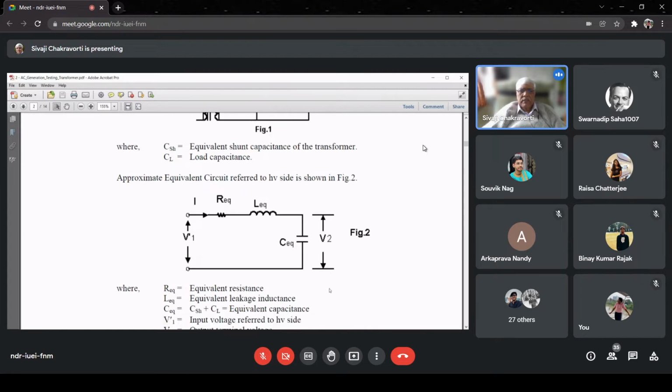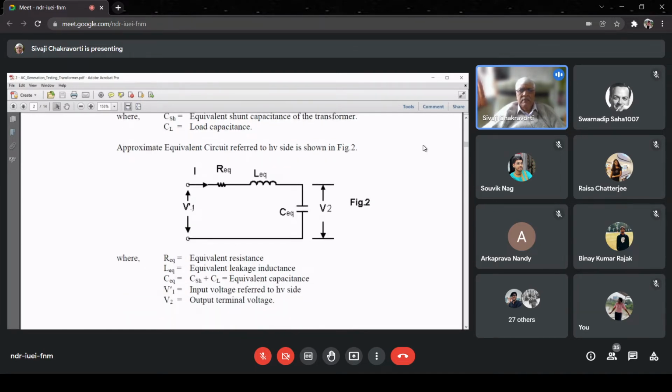If I have to now find out what is the relationship between V1 prime, that is the transformer terminal voltage, and what is the voltage that appears across the output or the test equipment, then we have to find out what is the current flowing I and what is the voltage appearing across this equivalent impedance. Now, the current I is quite clearly with respect to the V2, the output voltage will be 90-degree leading. 90-degree leading, that is quite obvious.